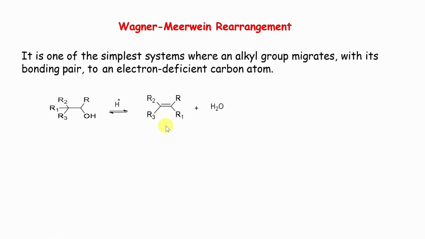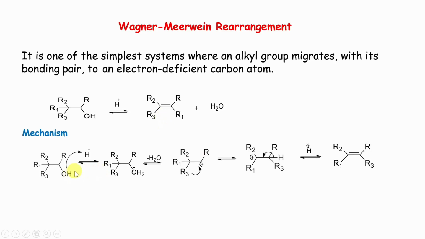The mechanism of the reaction can be represented like this. Here, the acid donates a proton to this OH group to form the protonated alcohol, which eliminates a molecule of water, forming this carbocation. This carbocation is secondary. Thus, an alkyl group from the next carbon atom migrates to this carbocation. Thereby, a new carbocation, which is tertiary, is formed.